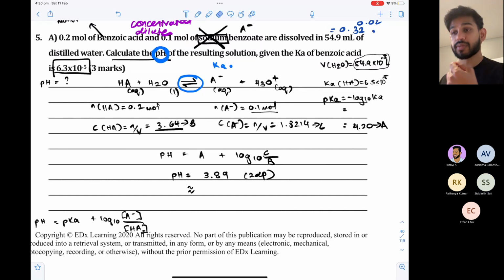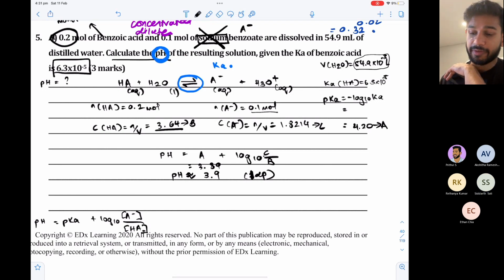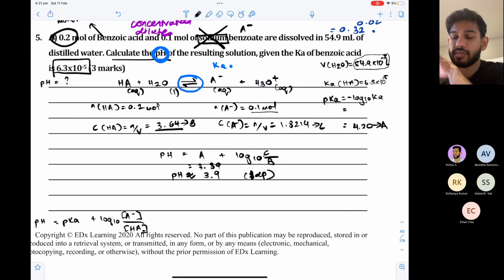Yeah. Your answer in pH should be to the lowest number of decimal places that is the lowest sig figs of the question. Looking here, 0.2 is 1 sig fig, so it should be to 1 decimal place. So you're right, it should just be 3.9. You can write equals 3.89 and then round it to 3.9, 1 decimal place, given 1 sig fig here.